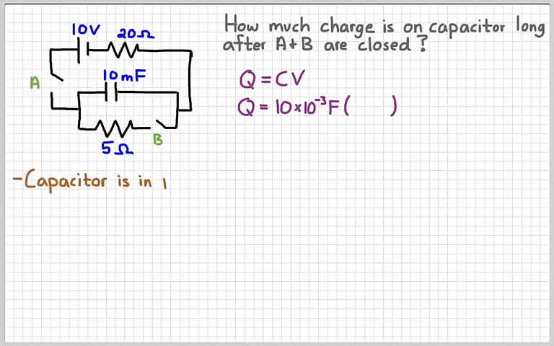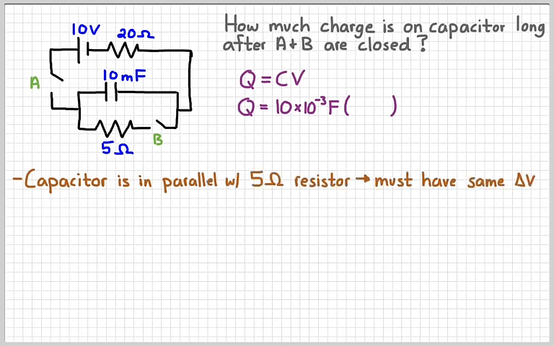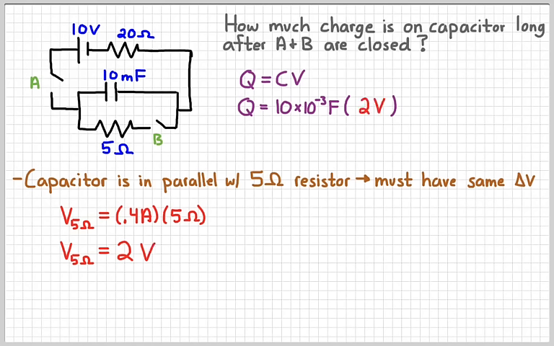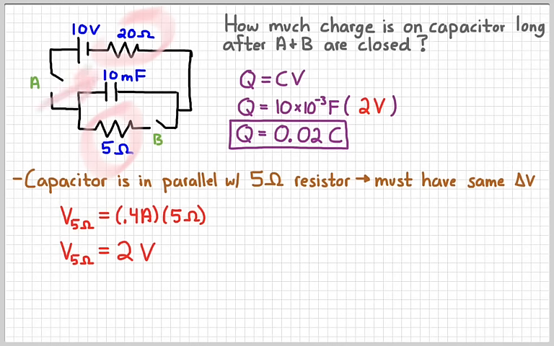The thing we have to remember is the loop rule. Through any closed loop, the net delta V has to be 0. So since the capacitor is in parallel with that 5 ohm resistor, they have to have the same voltage. And I can use Ohm's law to find the voltage on the resistor. Just multiply the current through it, which we already found, times its resistance. And so that would be something like 2 volts. And so the 2 volts goes into my capacitor equation, and we would get 0.02 coulombs of charge on our capacitor. And so you can kind of see in this example how both of these resistors affect the capacitor.